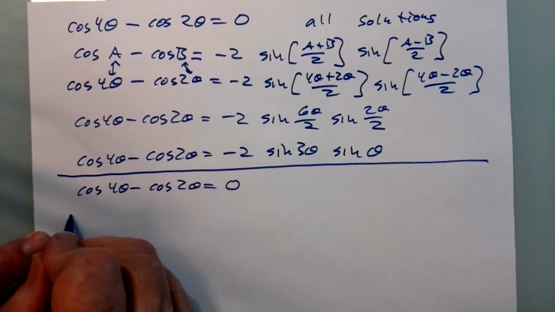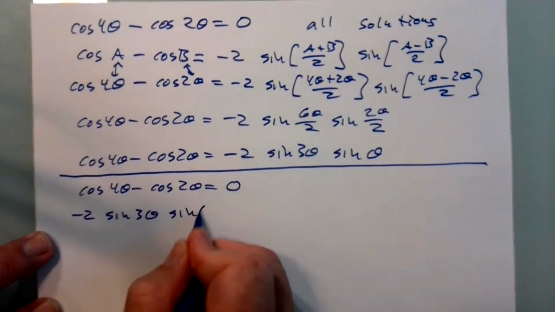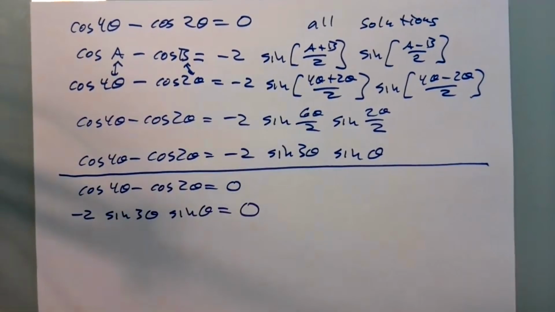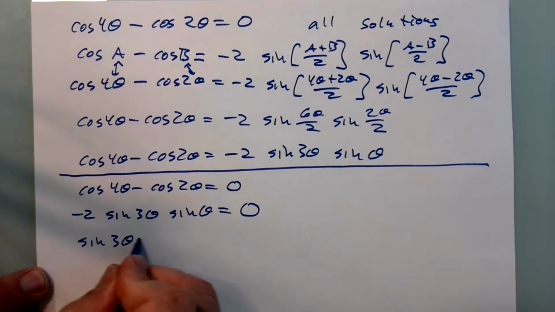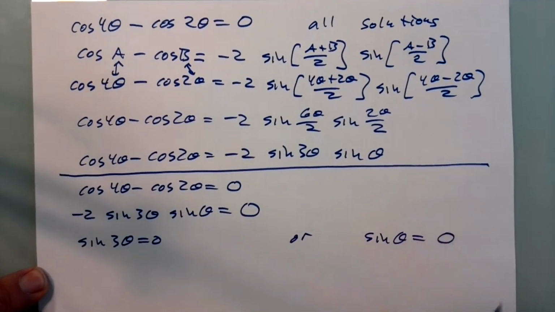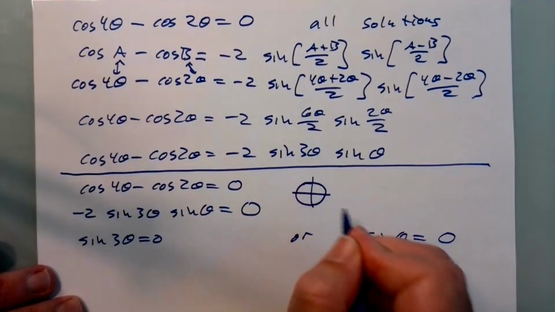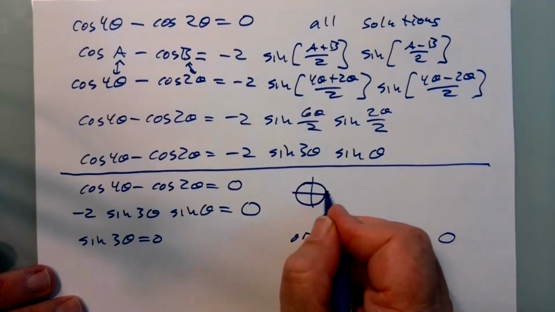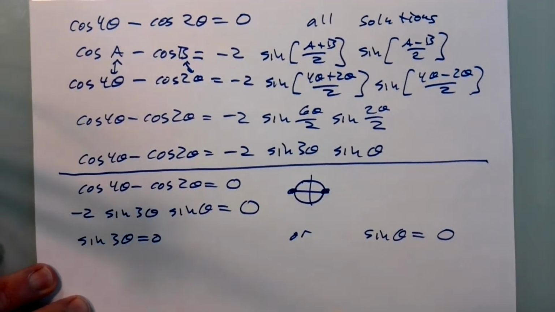If that's the case, we will take negative 2 sine 3 theta sine theta is 0, which now requires me to solve two equations. Negative 2 cannot be 0, so I need to solve sine 3 theta is 0 or sine theta is 0. Well, sine theta is 0. We keep in mind our unit circle. Sine is 0 when the y values are 0. That's here and here. So it'll give me pi and 0.